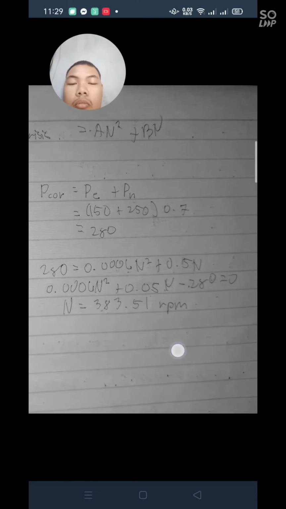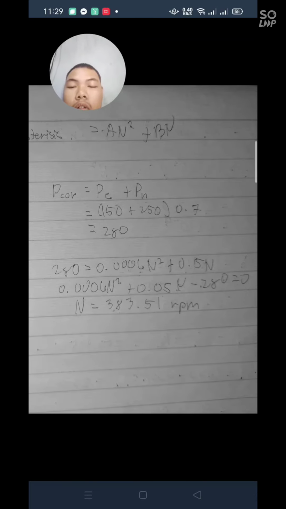So let's convert to 0. So 0.0006 N squared plus 0.5 N minus 280. So we get N equals 383.51 RPM.